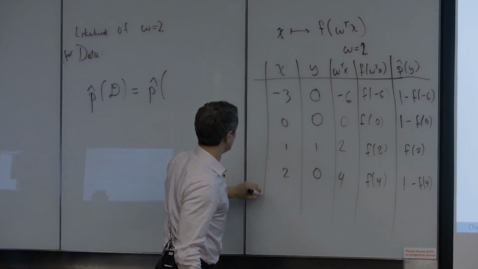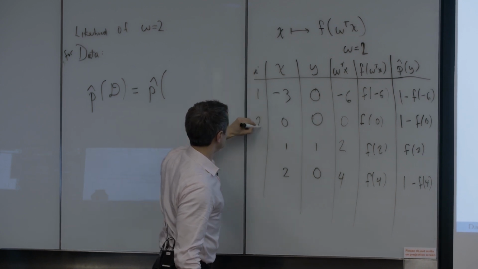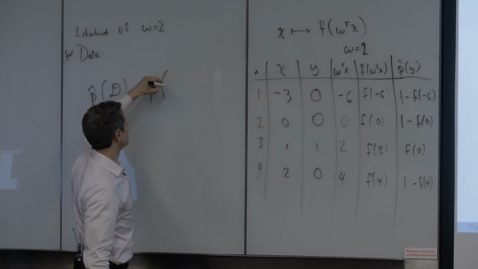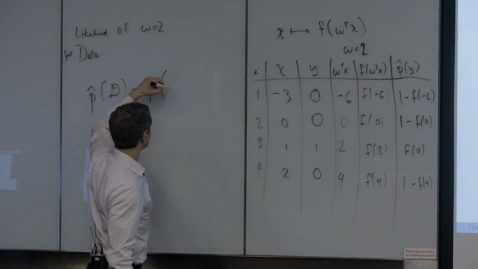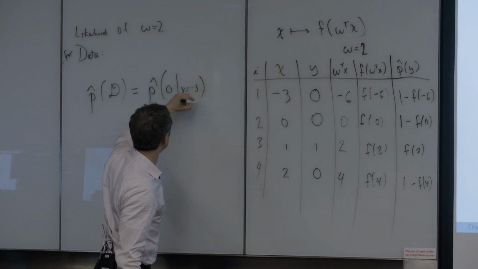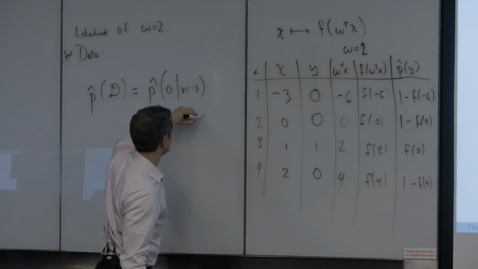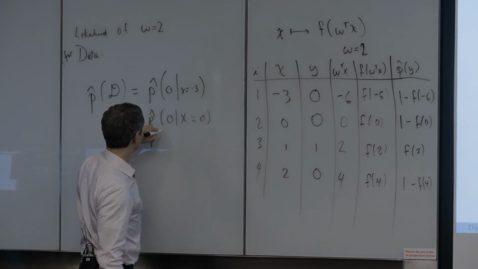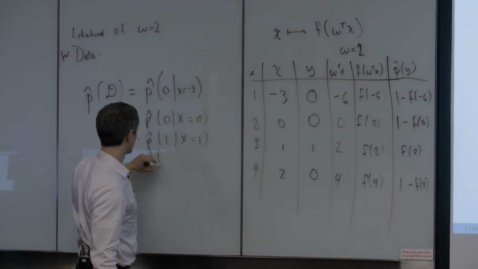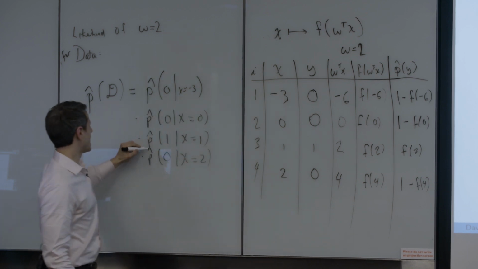Let's index these examples: 1, 2, 3, 4. So this will be x1, this will be y1. So it's the probability of 0 given x equals negative 3, times the probability of 0 given x equals 0, times the probability... And all these are p hats, our estimates.